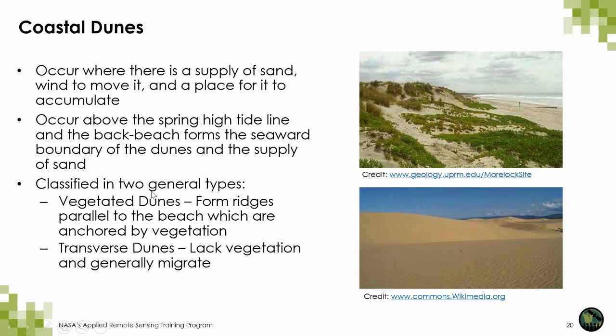So there are two general types of coastal dunes. One of them is vegetated dunes, which are the typical dunes that we usually see around the shorelines. And there are also transverse dunes that lack vegetation, and they generally migrate. And these are the typical dunes that we see in deserts, for example.